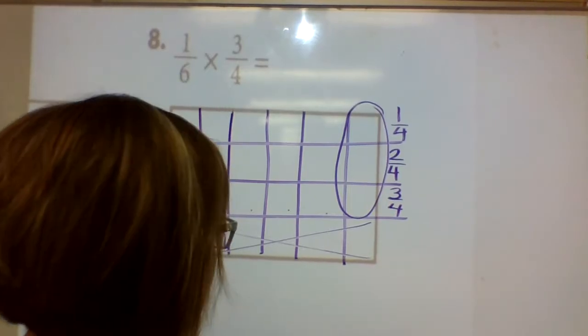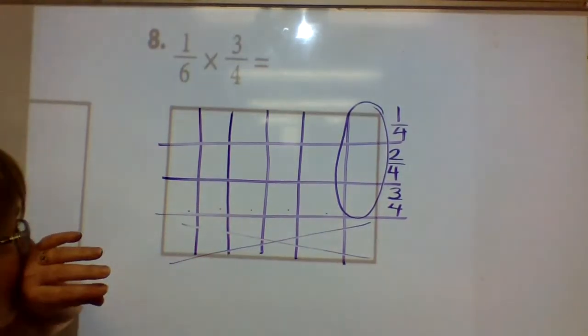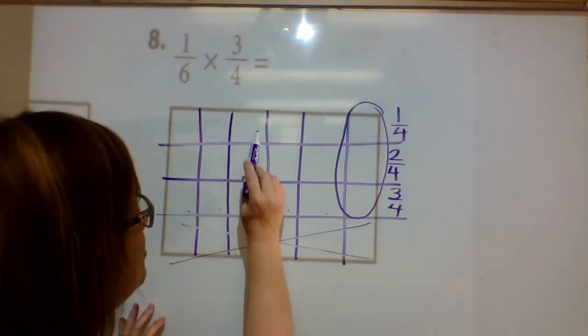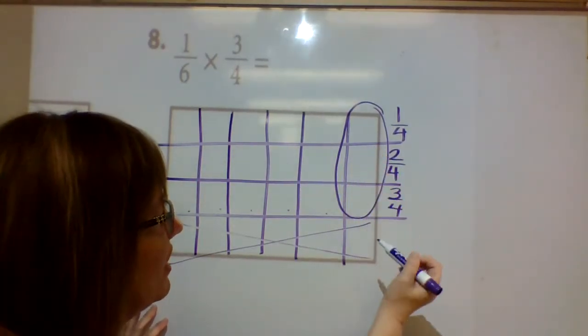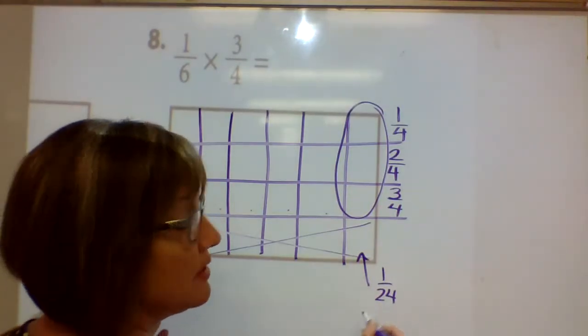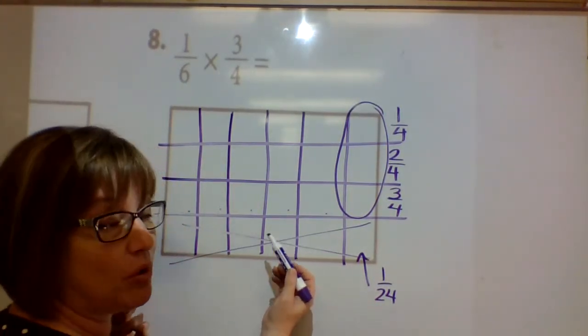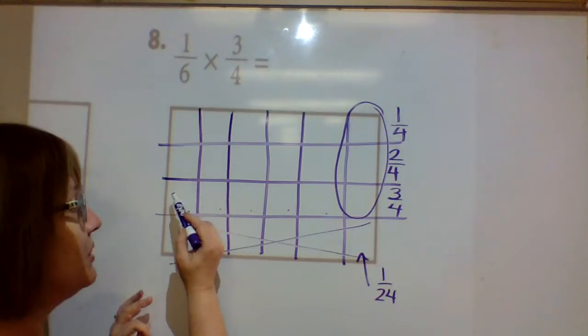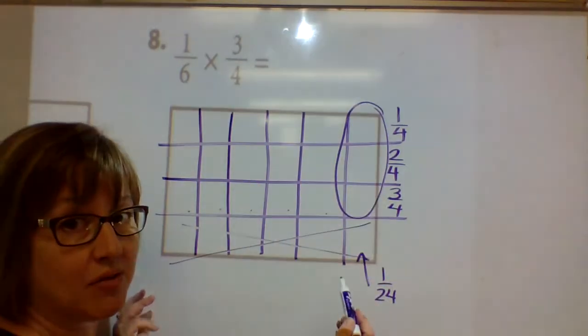And all these little boxes, how many little boxes do we have now? 1, 2, 3, 4, 5, 6 times 1, 2, 3, 4. So every one of these little boxes is 1/24. 2/24, 3/24, 4/24, 5/24, 6/24, 7/24. You get it? We keep going. Every box is a 24th.